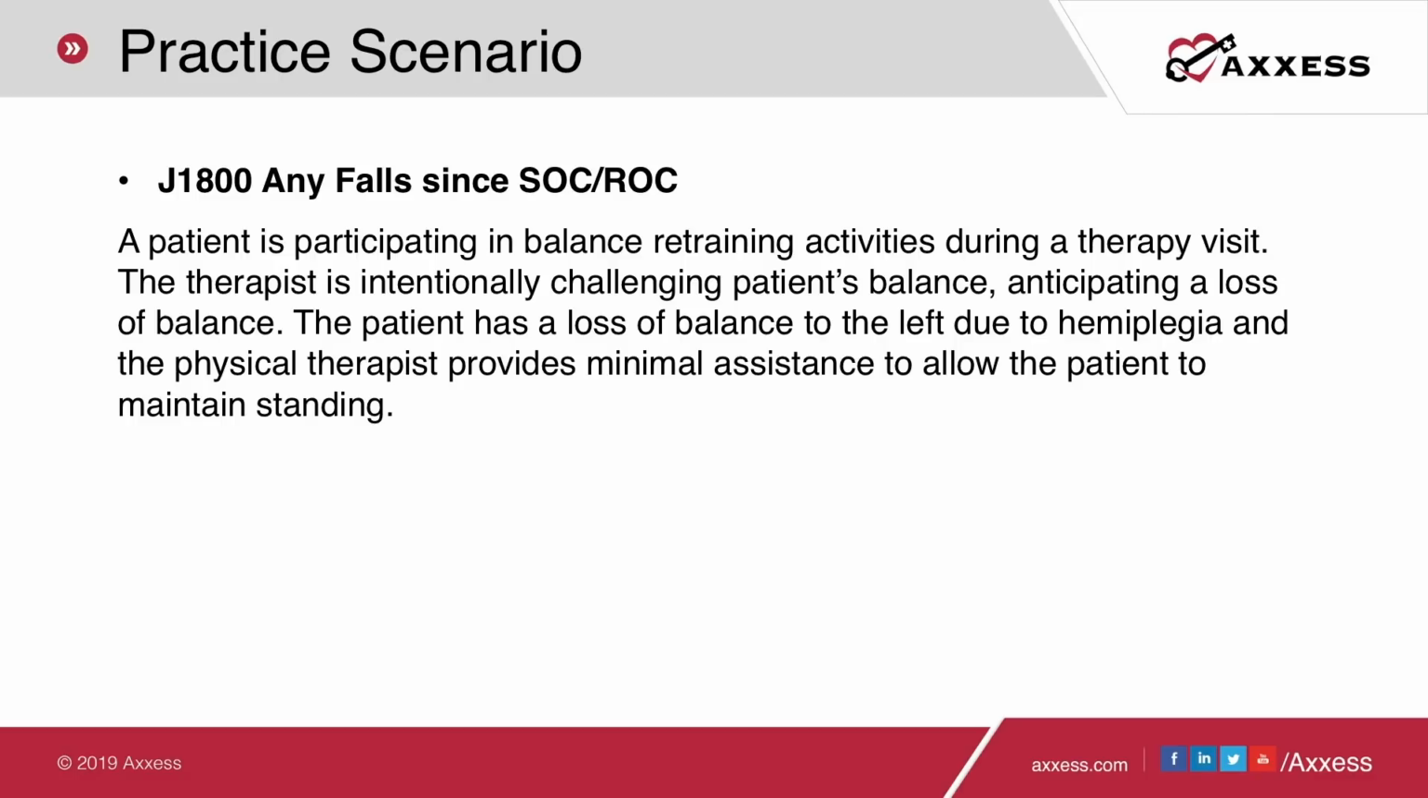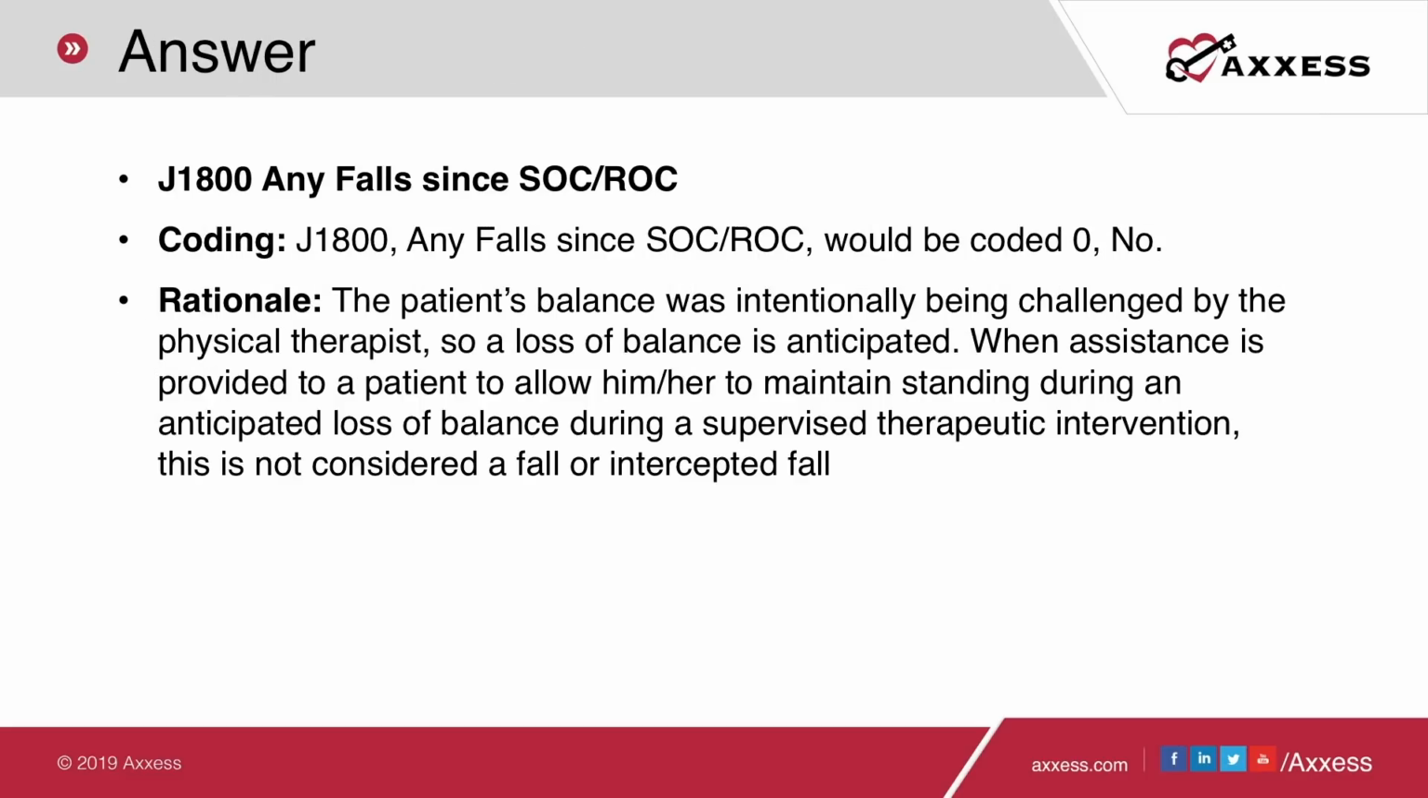Let's look at another. A patient is participating in balance training activities during a therapy visit. The therapist is intentionally challenging the patient's balance, anticipating a loss of balance. The patient has a loss of balance to the left due to hemiplegia, and the physical therapist provides minimal assistance to allow the patient to maintain standing. How would you code J1800? Any falls? That would be 0. No. The patient's balance was intentionally being challenged by the PT, so a loss of balance in that case is anticipated. And when that is the case, we don't count that as a fall or an intercepted fall.